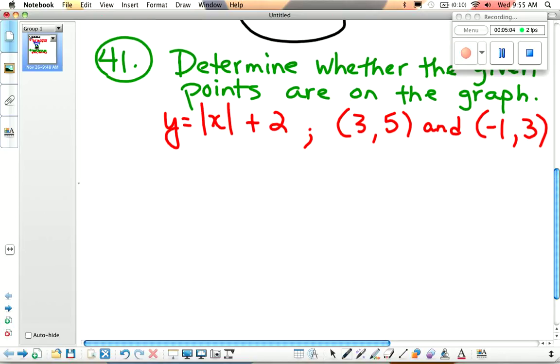Yeah, so one at a time we will check to see. So let's do 3, 5 first. We will substitute it into our function, and it has to make it true. The x and the y working together have to make it true. So we're going to put 5 in for y, 3 in for x.